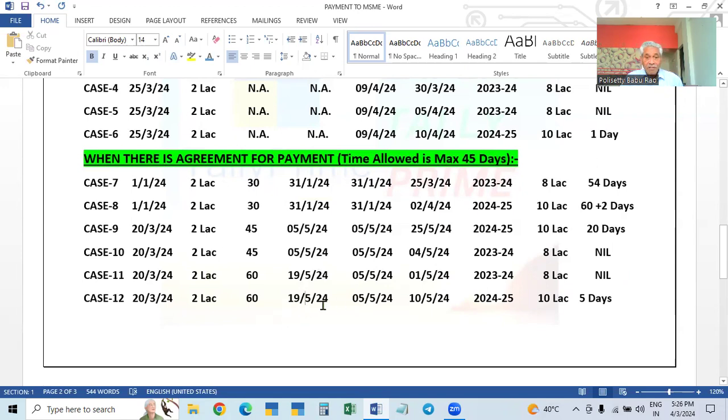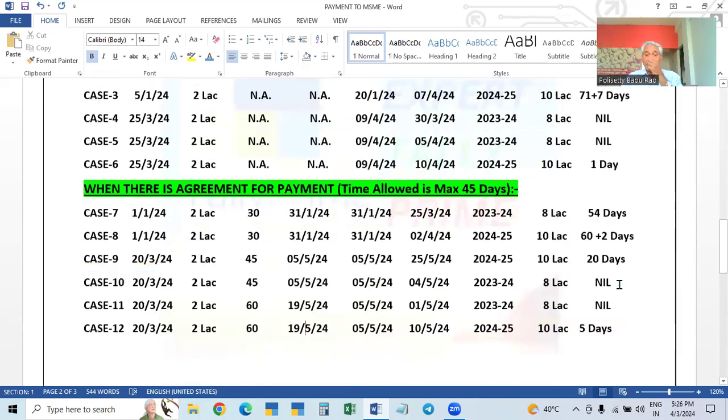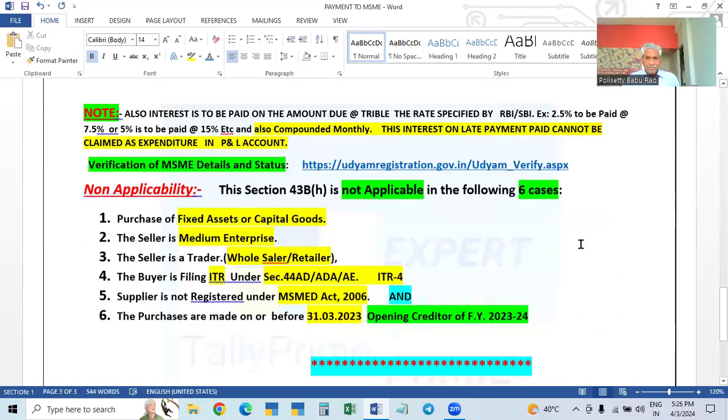In this one, the due date is 5th May and it is paid on 10th May. That means it is paid in the next financial year and after the due date. In this case, it is disallowed. It is allowed in the next financial year, 24-25, and it is added to the 8 lakhs, so 10 lakhs is the amount on which we have to pay income tax. And the delayed payment is 5 days after the due date, so for 5 days we have to pay interest. So this is about the final.